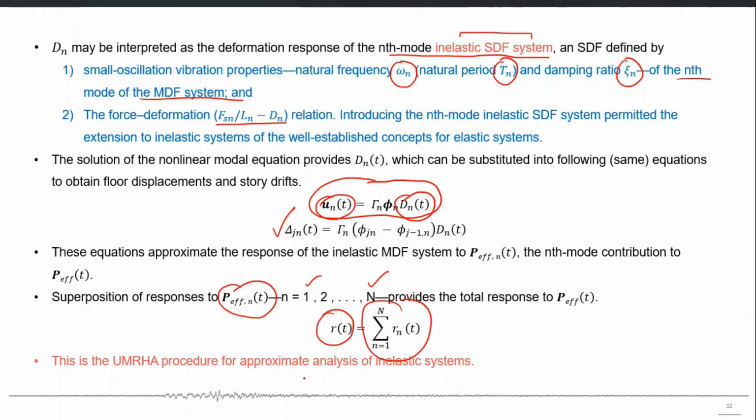This total response of the inelastic system will be an approximate response, because it is coming from the superposition of the responses from several inelastic single degree of freedom systems which are approximately representing the response of each mode of that building. Therefore this UMRHA procedure is approximate for inelastic systems.